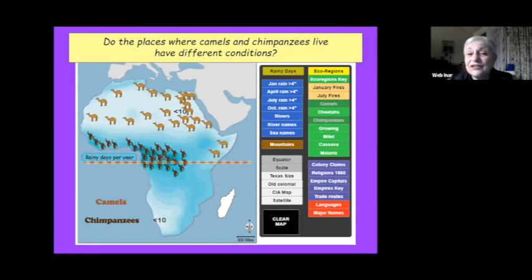What conditions do chimpanzees live in? What rainy day conditions do camels live in? It looks like camels much prefer, or the people who own the camels and want them to stay healthy much prefer that they live in the parts of Africa with fewer rainy days.